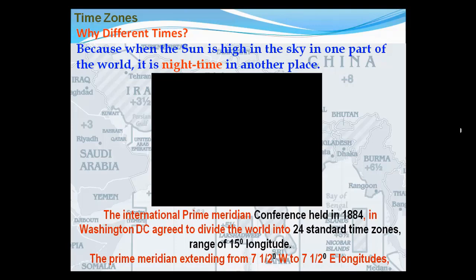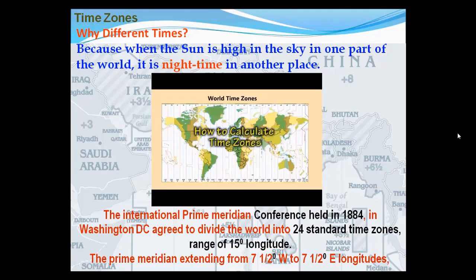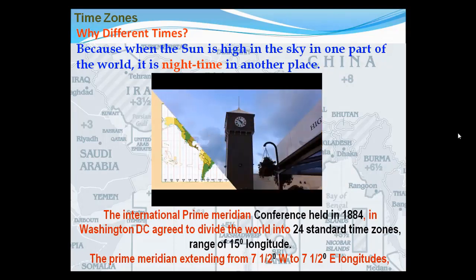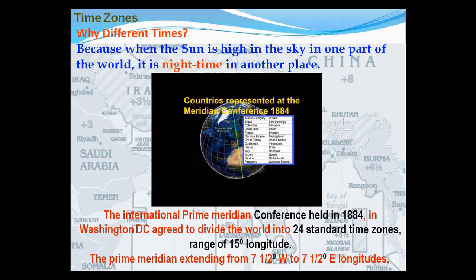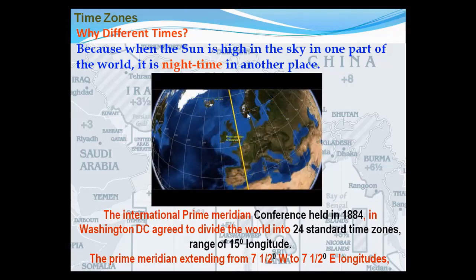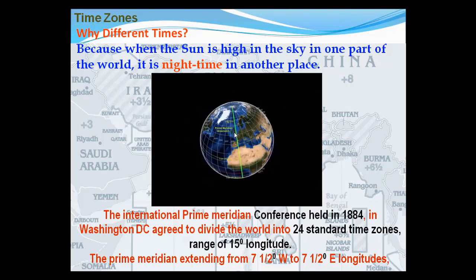Now we'll watch a video clip to understand why there are different times and the concept or idea of time zone. This is the world time zone, 24 time zones. This is a Greenwich clock. Countries represented at the Meridian Conference 1884. They decided that the 0-degree prime meridian is supposed to pass over Greenwich. This is the line that passes over Greenwich.